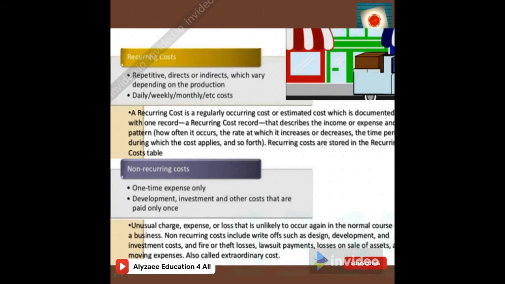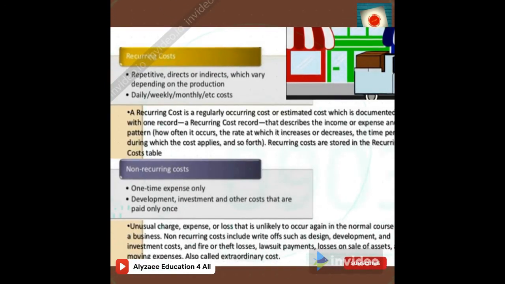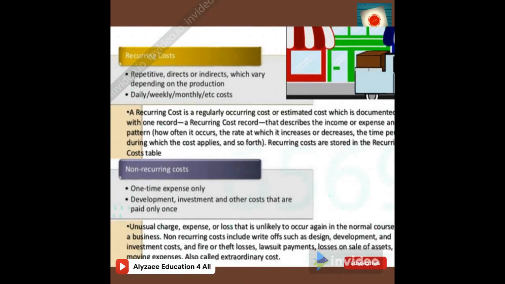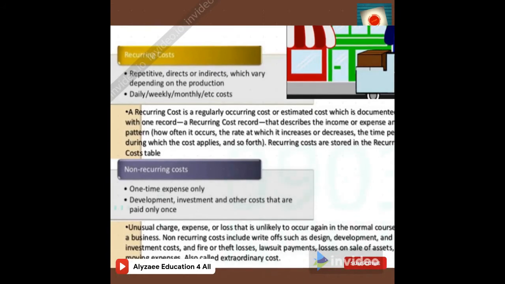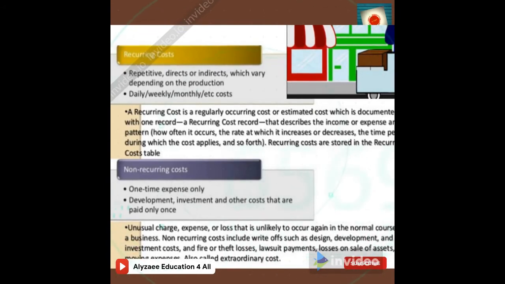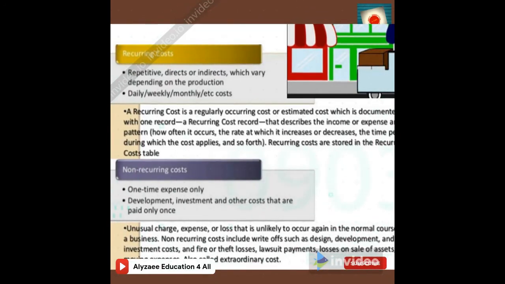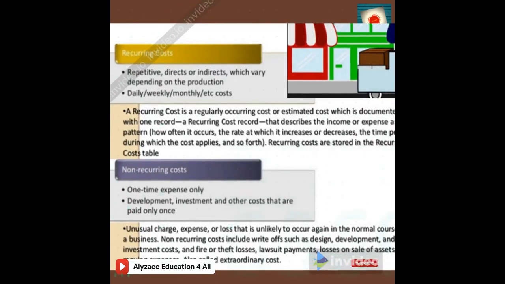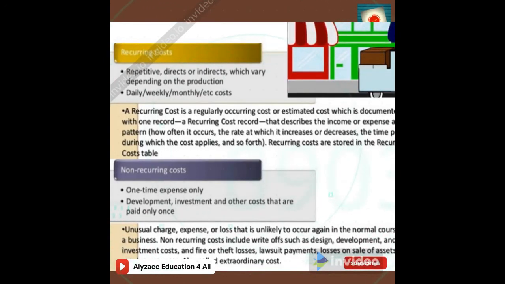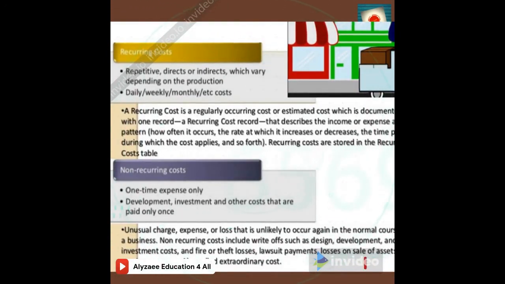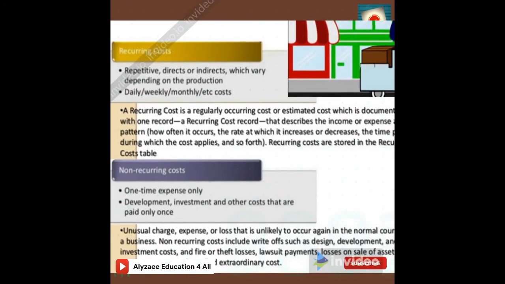What is non-recurring cost? It is a one-time expense: development, investment or other costs that are paid only once. An unusual charge, expense or loss that is unlikely to occur again in the normal course of the business. Here we see write-offs such as design, development, investment cost, fire or theft losses. So these come under non-recurring cost. Loss of payments, because the payment was made but there is no recovery. Losses on sales of assets and moving expenses are also called extraordinary cost.